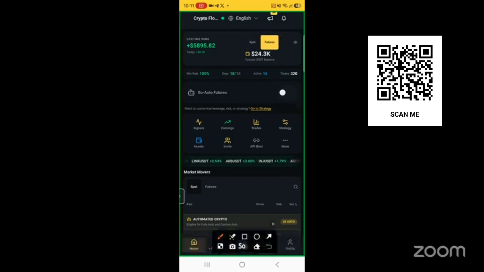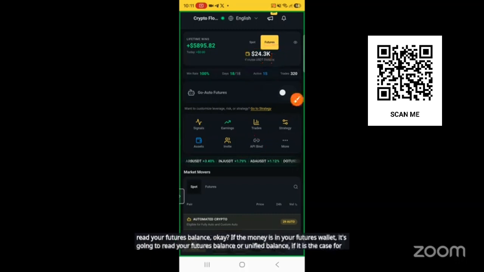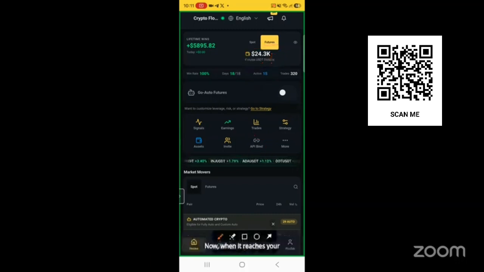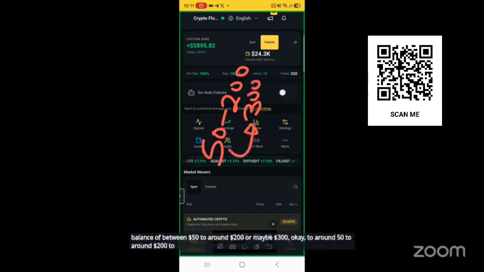So when you buy your Crypto Flow Bot, your Binance account, it is going to read your futures balance. If the money is in your futures wallet, it's going to read your futures balance, or unified balance if it is the case for Bybit. Now, when it reads your balance and you find that you have a balance of between $50 to around $200 or maybe $300, it is better.